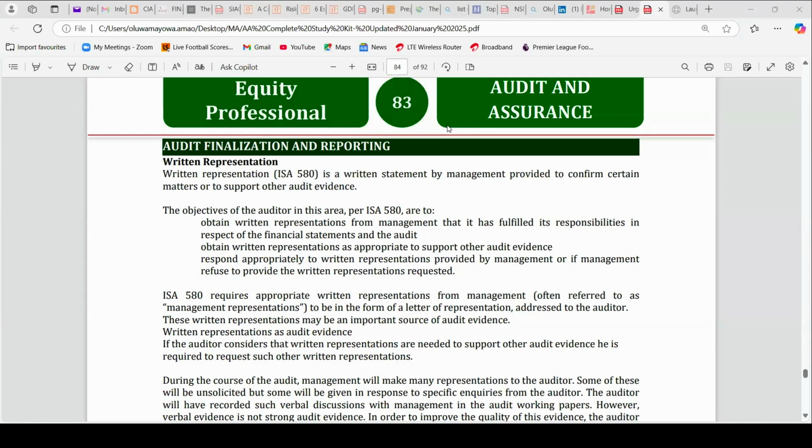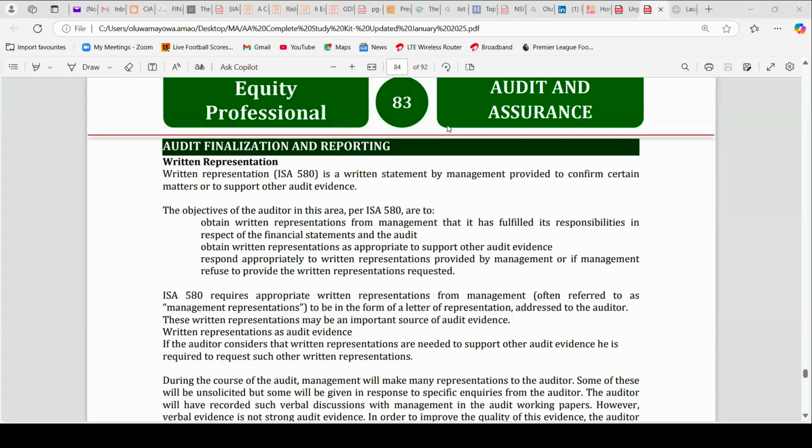At the beginning of the audit, there will be a letter of engagement stating the purpose of the audit plan, the scope, the materiality, the responsibility of the auditor, as well as the responsibility of management. Now, the responsibility of management is clear. Management is responsible for preparing financial statements.